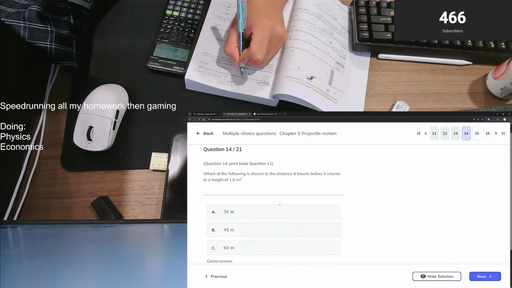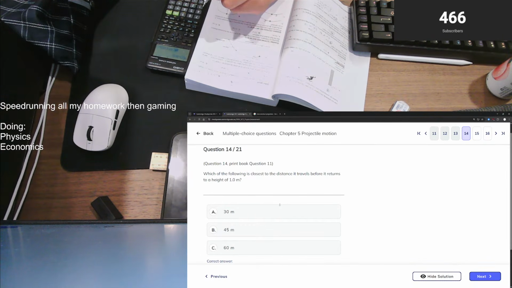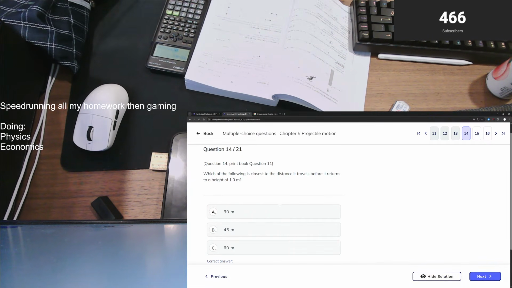S equals 45.87. Wait, what? Oh, it's thrown into the air from a height of 1 meter.